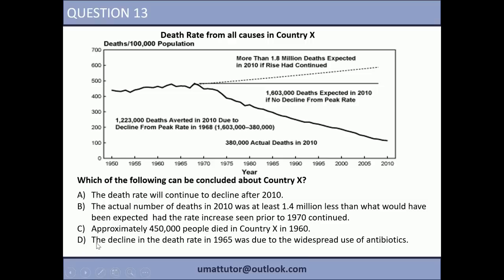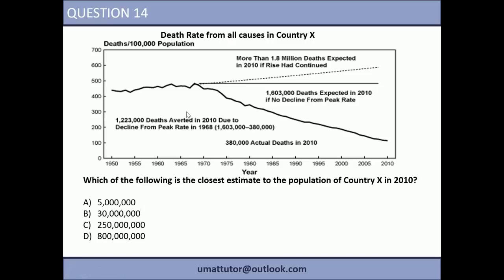And D, the decline in death rate was due to the widespread use of antibiotics. It may be true, but again, any option which asks you for a reason why something occurred is almost always wrong. So you really can't say that with any certainty, and for that reason D is wrong too. So the best option out of the four would be B.